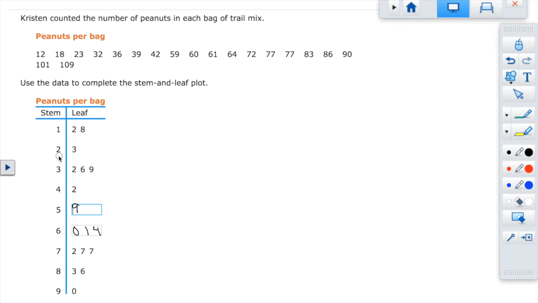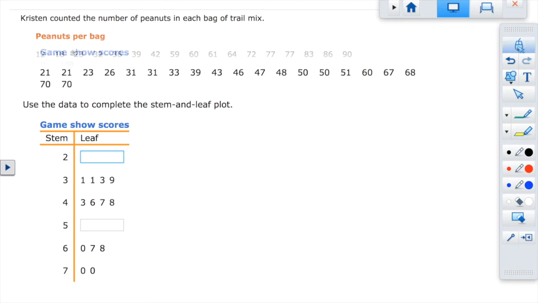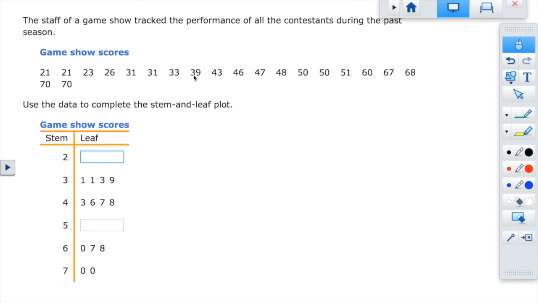Just like behind the 2, this doesn't represent a 2 and a 3. This represents the number 23 in your data set. Down behind the 80s, this represents 83 and 86. And you can see in your data set you have one number that's an 83 and one number that's an 86.